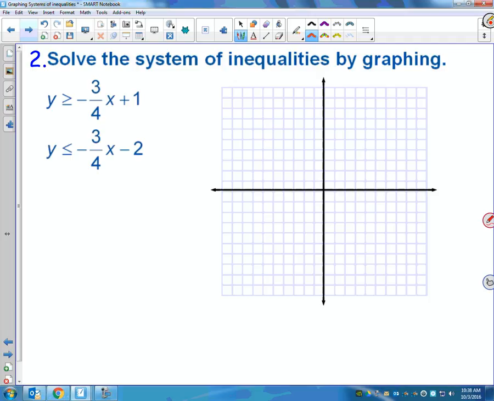Well, let's see. Which one's this one? This one's this one. So greater than would be which way on that way. And then this one would be less than, right? Think about whether your lines would be dotted or solid.